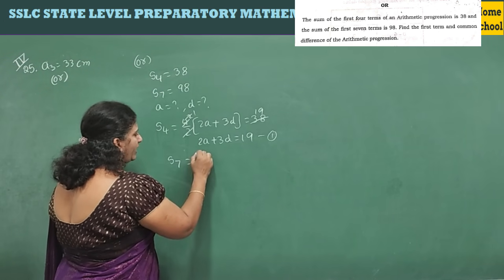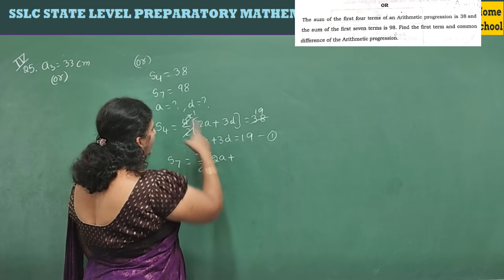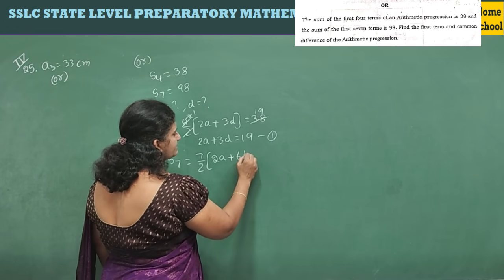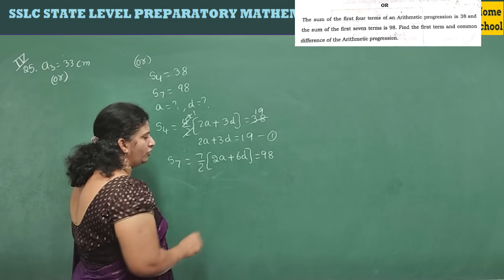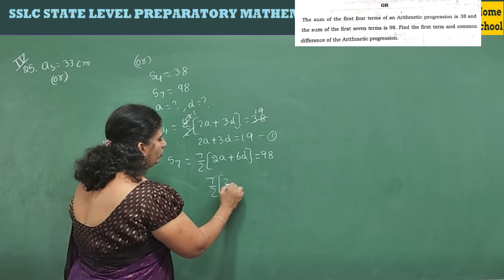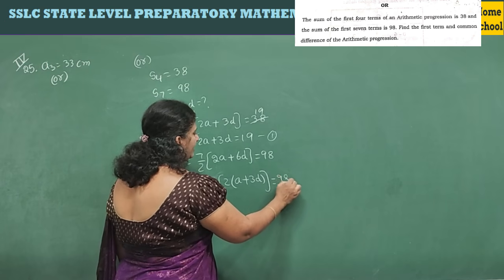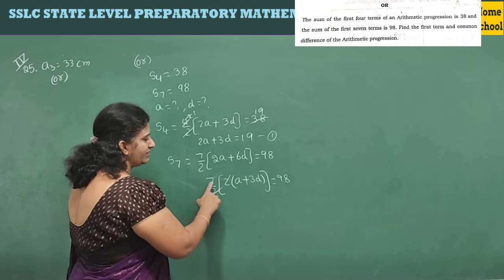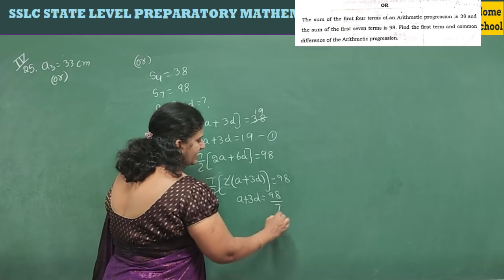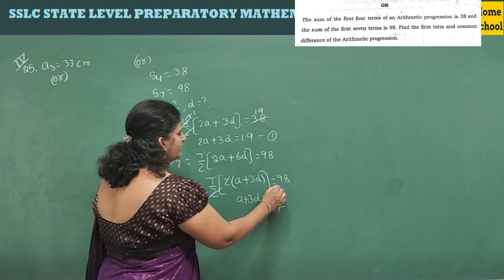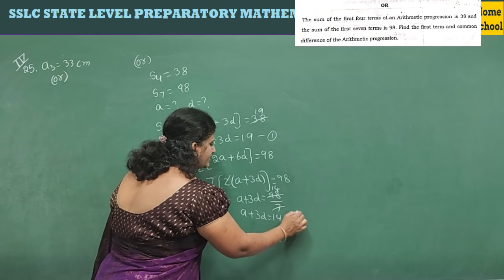Similarly, you do S7. S7 is equal to n by 2, 7 by 2 into 2a plus n minus 1. n value is 7. 7 minus 1 is 6d is equal to 98. In these two terms, you can take out 2 common. 7 by 2 into 2, take out common, a plus 3d is equal to 98. 2 cancel and this 7 send other side. a plus 3d is equal to 98 by 7. 7 1s are 7. 7 4s are 28. a plus 3d is equal to 14. Mark it second equation.